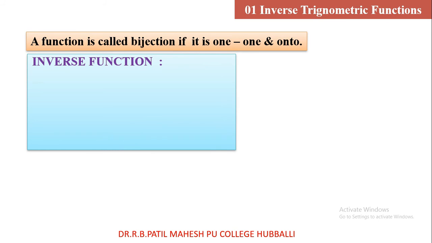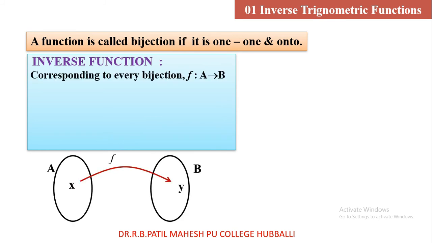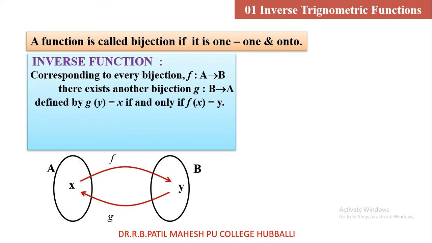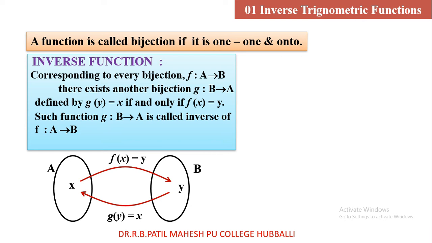Then what is an inverse function? Corresponding to every bijection f from A to B, you can observe the diagram, f is a function from the set A to the set B. There exists another bijection, that is g from B to A. Please observe the diagram. There is a function g from the set B to the set A, defined by g of y equal to x if and only if f of x equal to y. Such a function g from B to A is called the inverse of f from A to B. It is denoted by f inverse. f to the power minus 1 means f inverse.